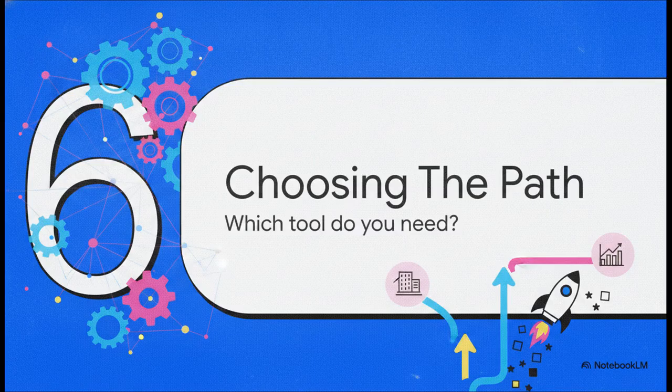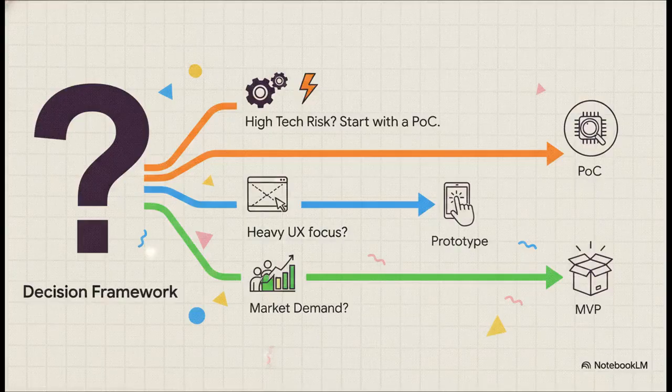Finally, we arrive at Section 6, choosing the right path. Which tool do you need? We've talked about high-level business strategy, and we've talked about deep architectural documentation. Now, let's combine all of that into an actionable takeaway for your very next launch. So, here is your ultimate decision framework.